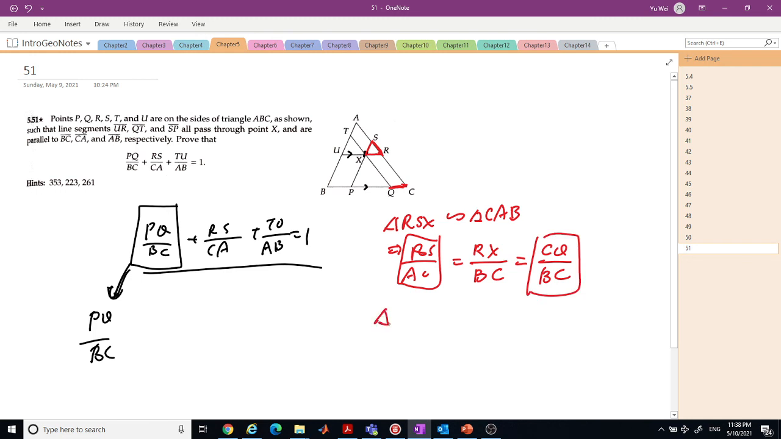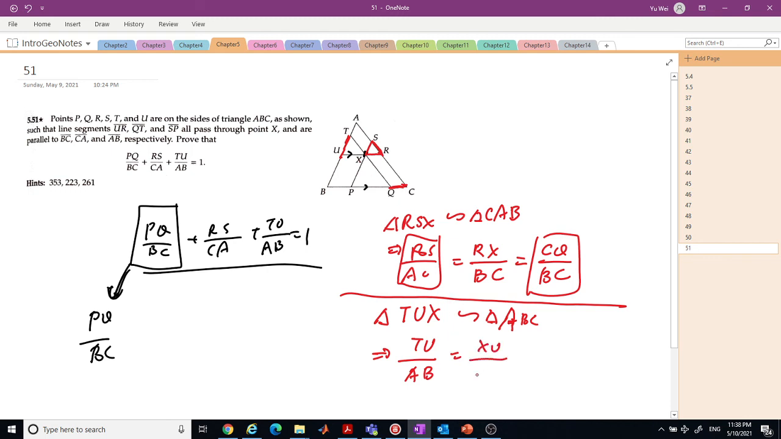Similarly for TU: triangle TUX is similar to triangle ABC. So the second ratio, TU over AB, is equal to XU over BC, which is equal to BP over BC. Now we have converted the second ratio to BC as well.